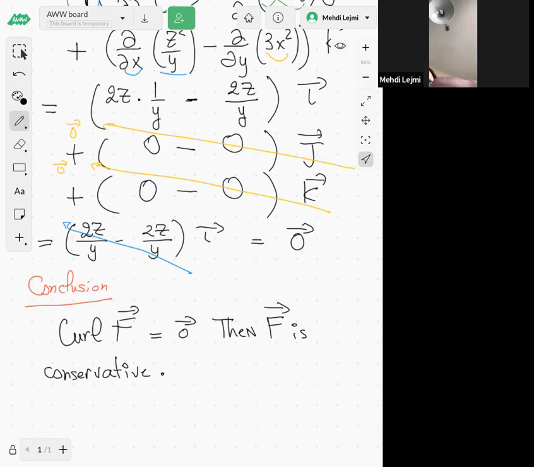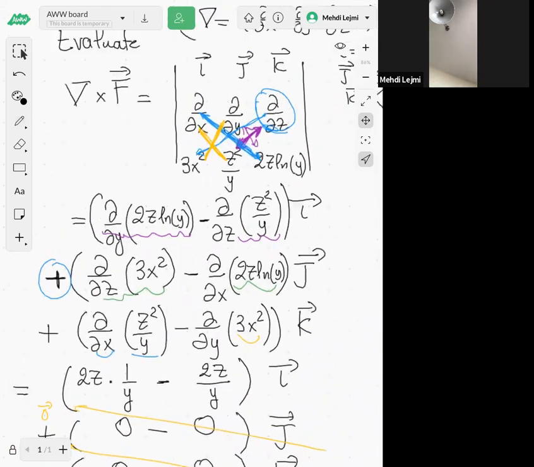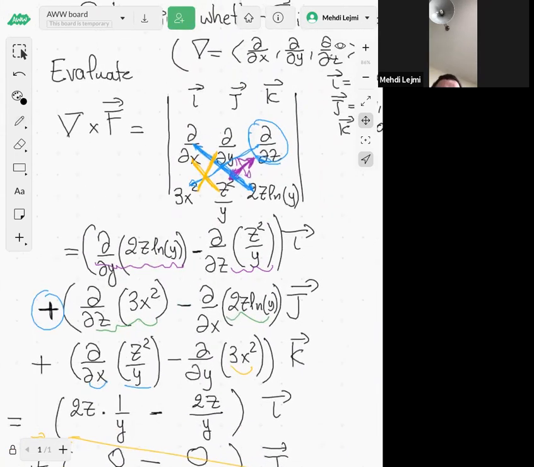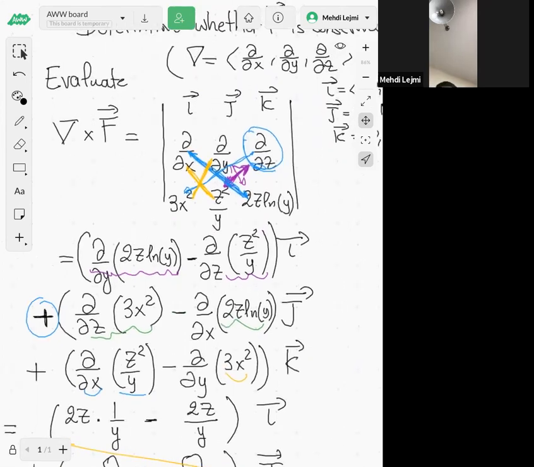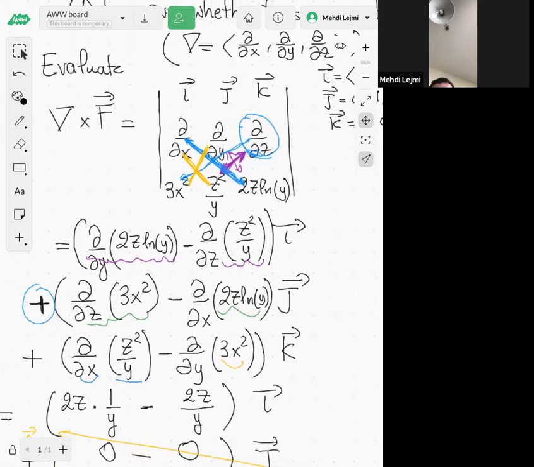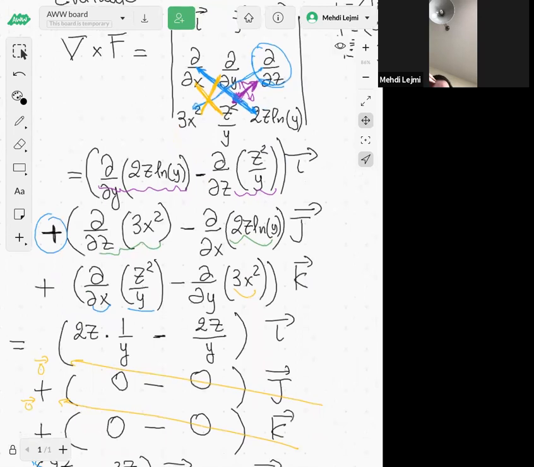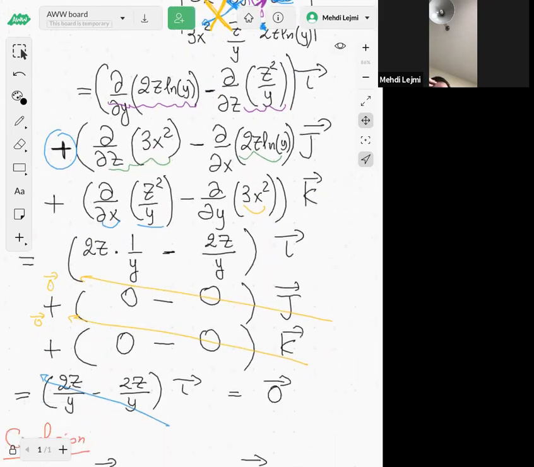So this is a 3-dimensional vector field. So this is how we determine whether f is conservative, right? So all we have to do is to compute the curl of f. Any question, guys, about this example? So just be careful with the partial derivatives, all right?